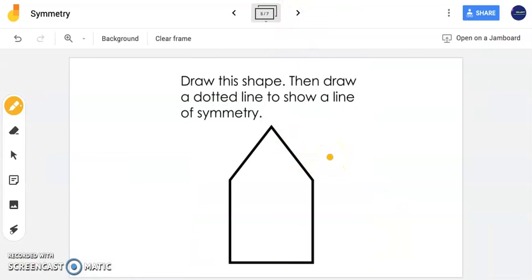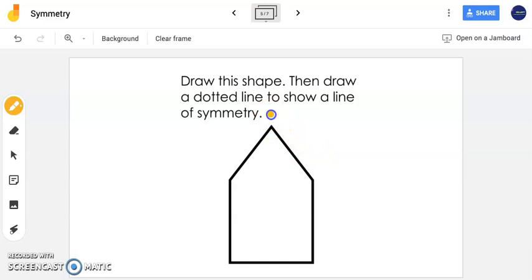Example here, it says draw this shape, then draw a dotted line to show a line of symmetry. I encourage you to draw this shape on a piece of paper right now. You can pause this video. This is when line of symmetry and determining if objects are symmetrical gets really fun, when you get to be creative and can actually draw them out to determine where to draw your line of symmetry.